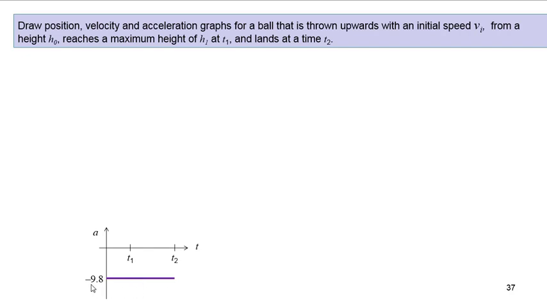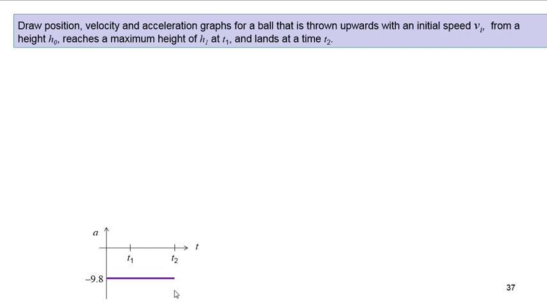The acceleration does not change. It's accelerating downwards the whole time because it's in free fall the whole time. Even when it's being thrown upwards, even when it's traveling upwards, it's in free fall. The moment that the ball leaves your hand, it's in free fall, whether the ball's going up or down.